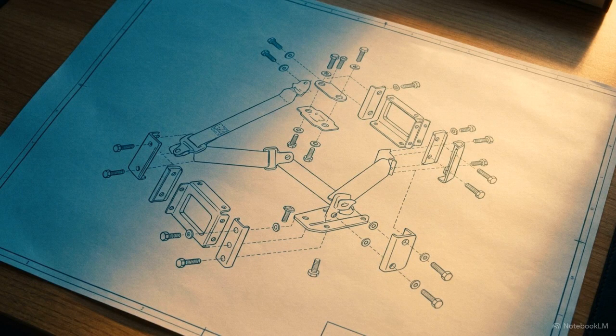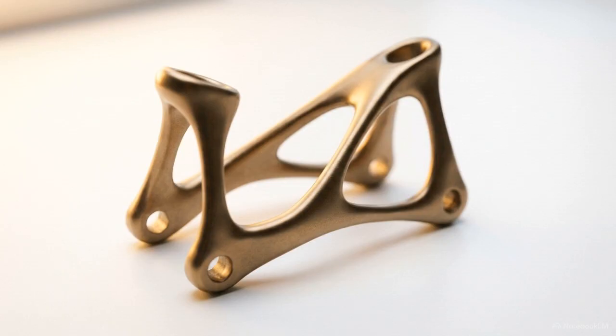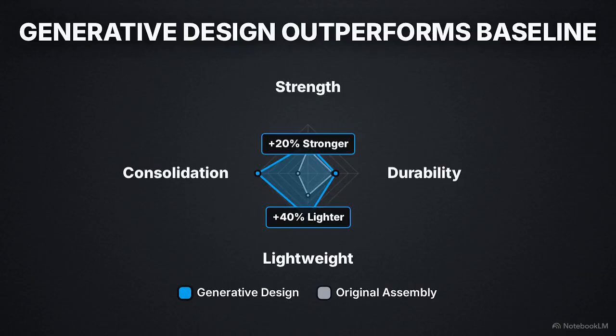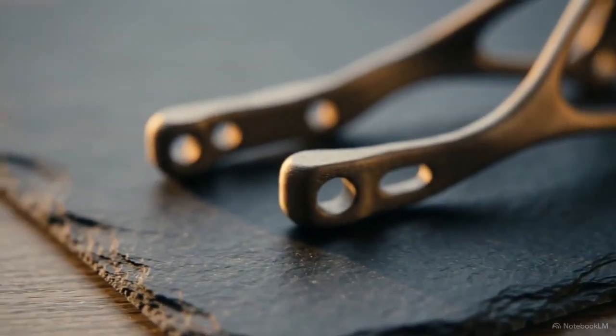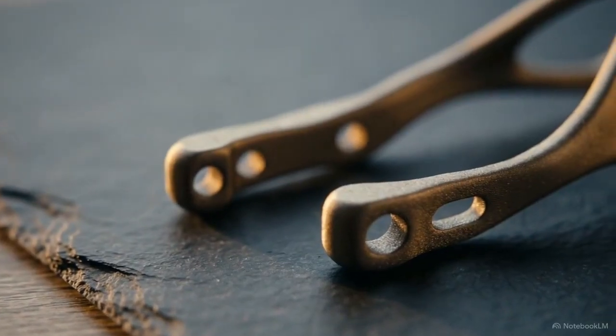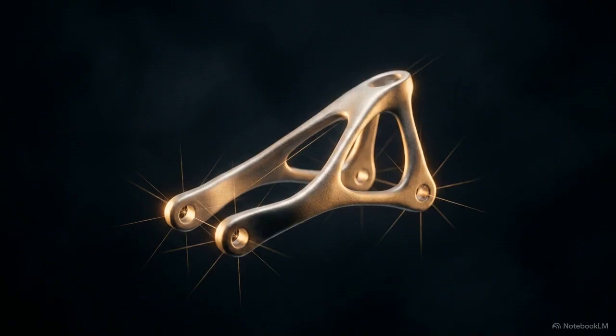The technique also streamlines complex assemblies. General Motors used generative software to redesign a seatbelt bracket, consolidating 8 separate stamped and welded pieces into a single unified component that was 40% lighter and 20% stronger than the original assembly. The algorithm's true strength lies in removing our preconceived biases about what a mechanical part should look like. It optimizes purely against the physics of the load, leaving behind only the material that the math requires.